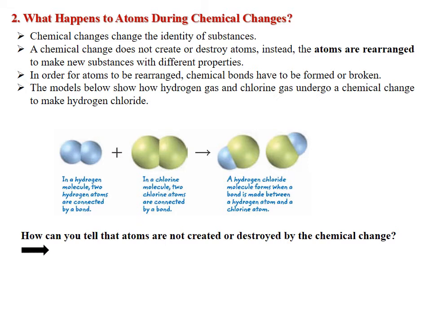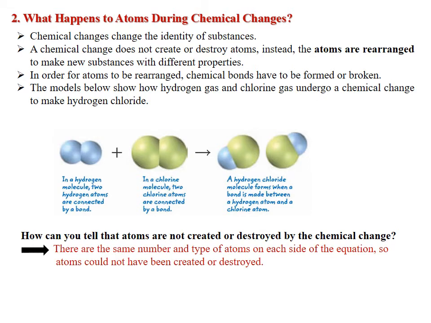How can you tell that atoms are not created or destroyed by the chemical change? There are the same number and type of atoms on each side of the equation, so atoms could not have been created or destroyed.